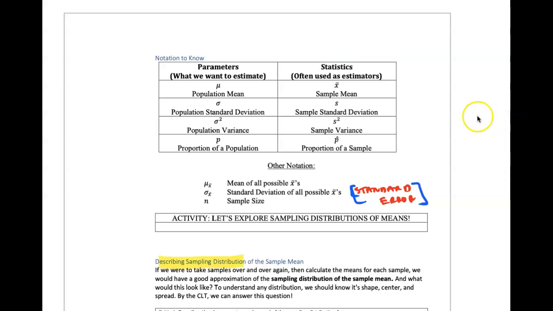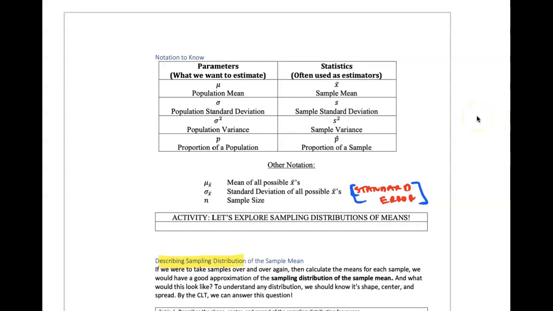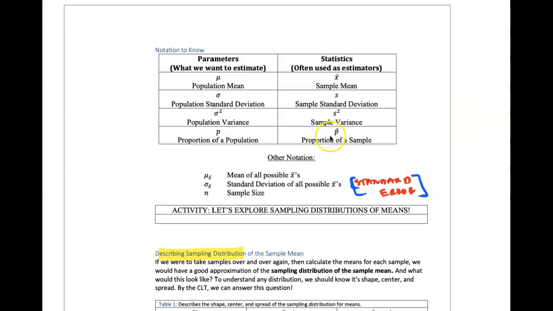Okay, let's go ahead and take a look at some of the notation around sampling distribution. So look at this table of values. And remember, we have parameters, which are the values for the population that we want to know and determine. But we use statistics to try to determine those as estimators. X bar, means, right? S, sigma, sample standard deviation, population standard deviation, and so forth.